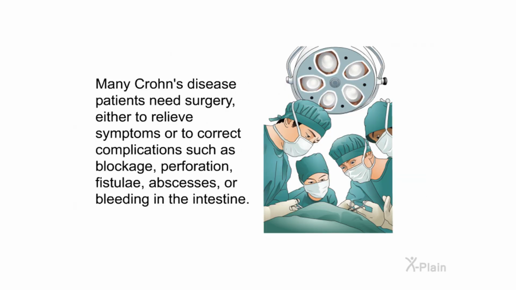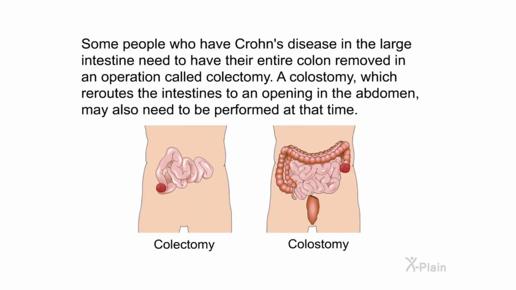Many Crohn's disease patients need surgery, either to relieve symptoms or to correct complications such as blockage, perforation, fistulae, abscesses, or bleeding in the intestine. Some people who have Crohn's disease in the large intestine need to have their entire colon removed in an operation called colectomy. A colostomy, which reroutes the intestines to an opening in the abdomen, may also need to be performed at that time.